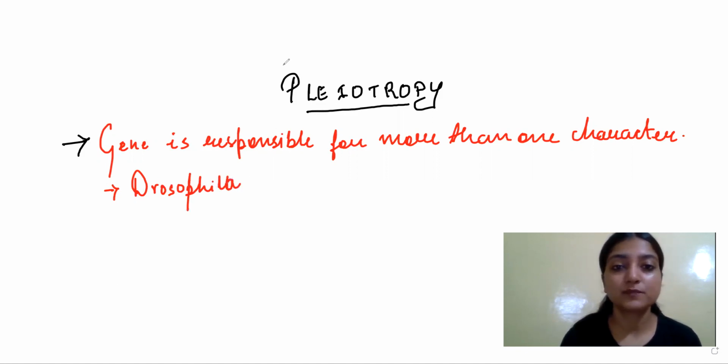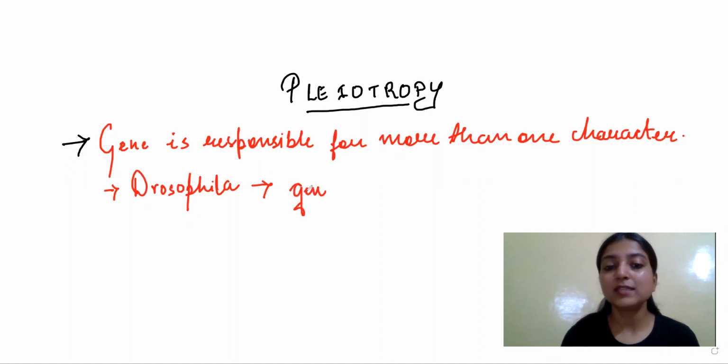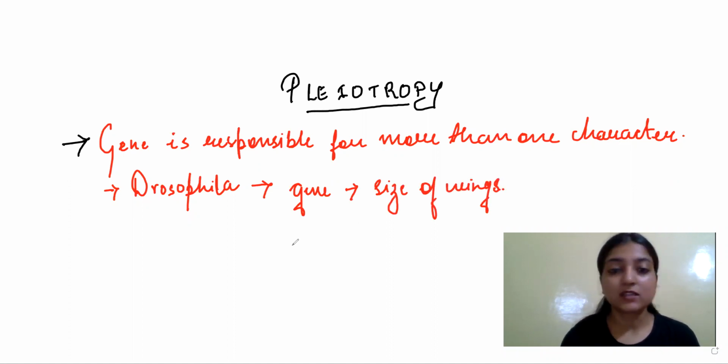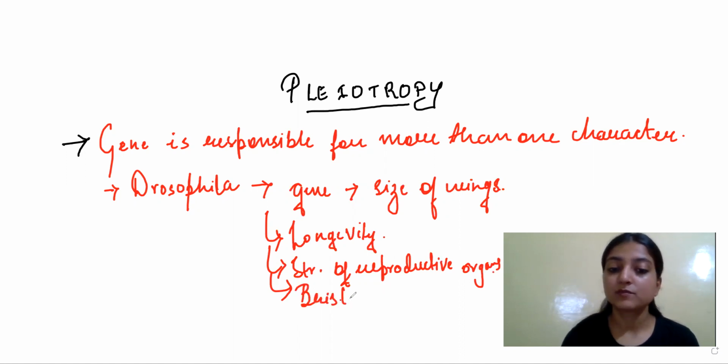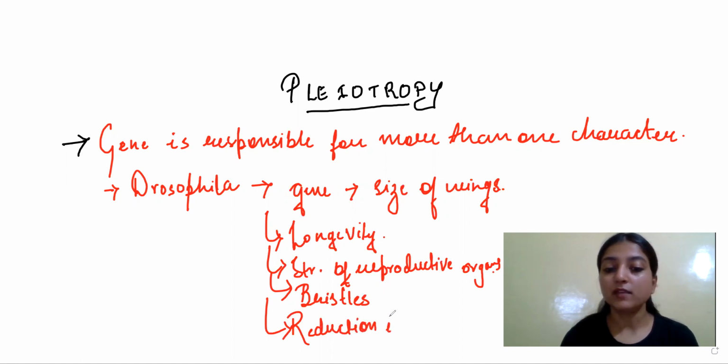We can take the example of Drosophila. In Drosophila, the gene which is responsible for the size of the wings also affects or influences characters like longevity, secondly structure of reproductive organs, bristles, and reduction in egg production.